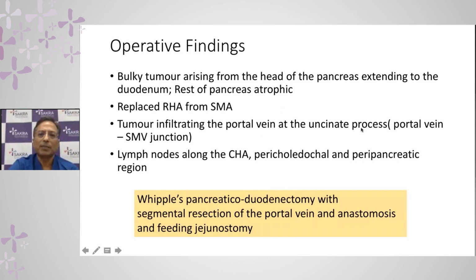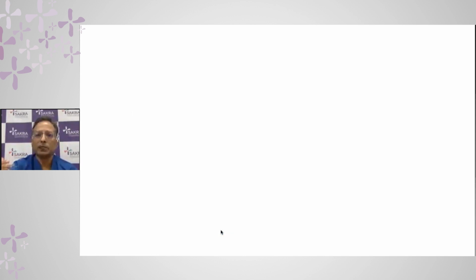The tumor was infiltrating the portal vein, and therefore we decided that it needs to be resected. And there were lymph nodes along the pancreatic area which needed to be removed. So we did a Whipple pancreaticoduodenectomy. We resected the portal vein and anastomosed it. And as you saw, this patient has several significant problems. Albumin was low, hemoglobin was low. So in order to take care of complications, we did a feeding jejunostomy, so that if there is a complication, we can manage enteral nutrition.